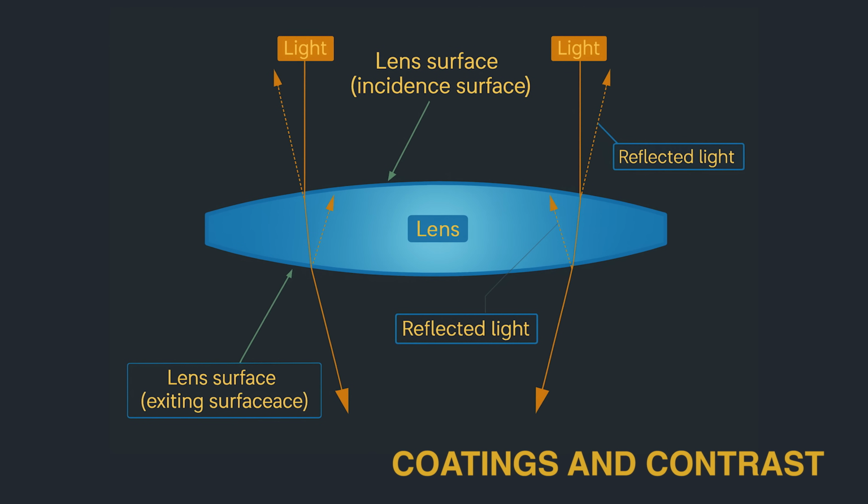Light doesn't just pass cleanly through glass. Every time it hits a surface, some of it reflects. Plain glass can reflect 5% of incoming light. High index glass reflects even more. The result: lost light, reduced contrast, and flare. Multiply that by a dozen elements inside a lens and the problem becomes obvious.